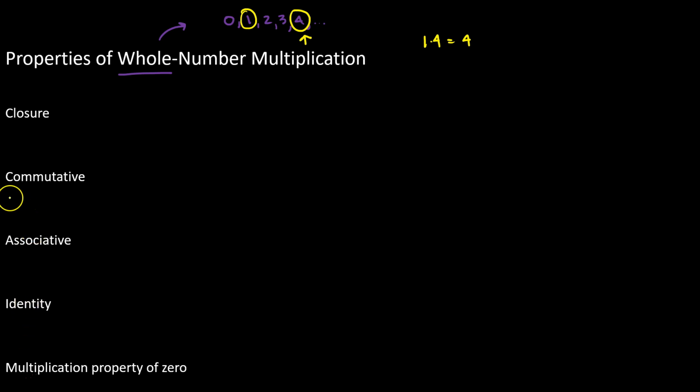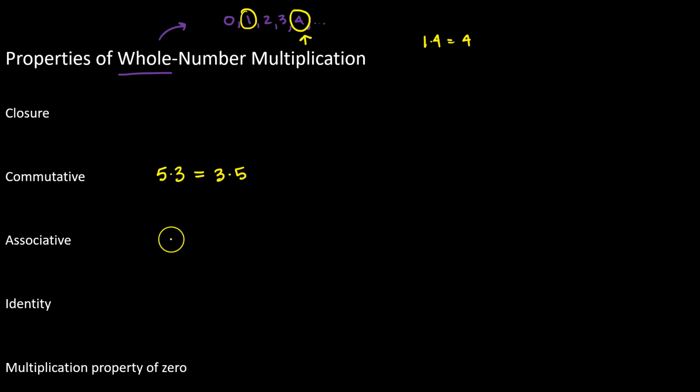Multiplication in whole numbers is also commutative. That means that I can multiply in any order that I want, and the value of that product is not going to change. So 5 times 3 is the same thing as 3 times 5. This happens in a lot of operations, but it's not guaranteed on every operation in mathematics, so it's a good thing to state when it is true.